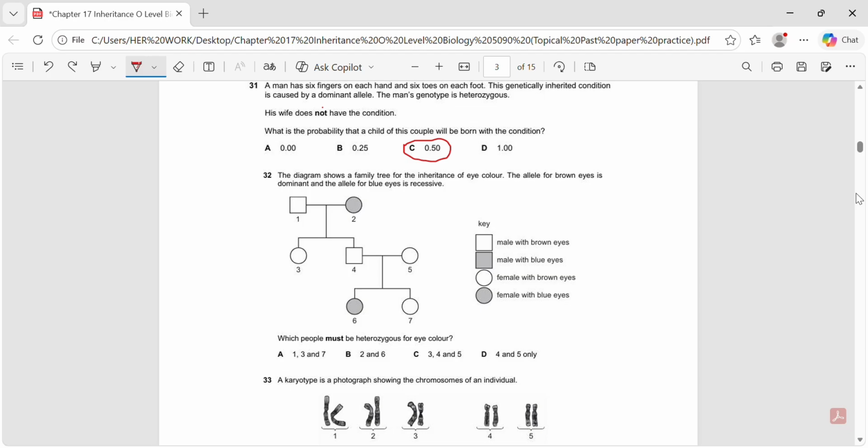Individuals 2 and 6 are blue-eyed, so they are small bb and not heterozygous. So, the final answer is that individuals 3, 4, and 5 must be heterozygous, which corresponds to option C.